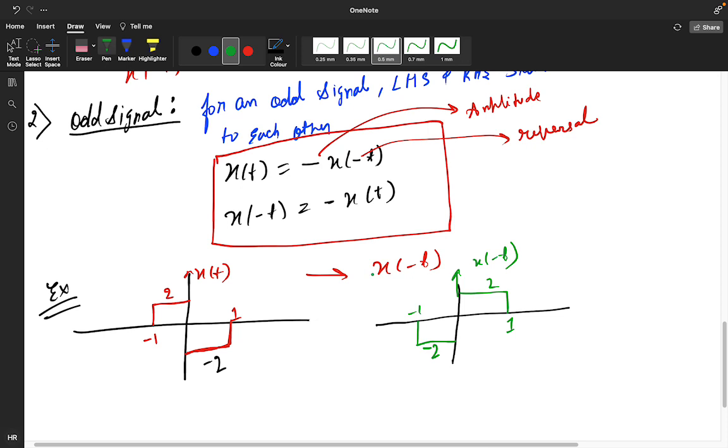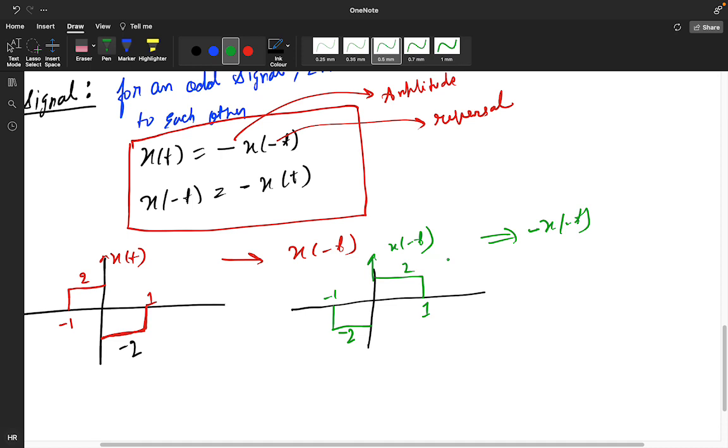When you do the amplitude reversal, it is multiplied. Now find the signal minus x of minus t. What are you getting? Minus x of minus t: this will come down, this will go upside.